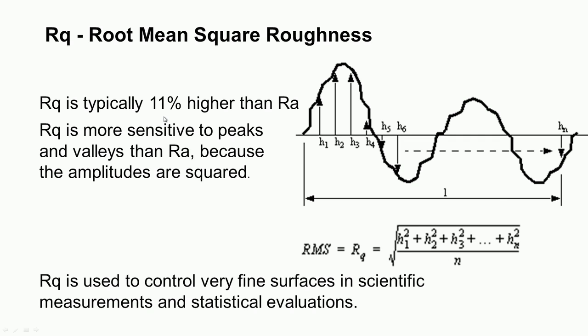RQ is typically 11 to 15% higher than RA, and RQ is more sensitive to peaks and valleys than RA, because the amplitudes are squared, and this is used to control very fine surfaces in scientific measurements and statistical evaluations.